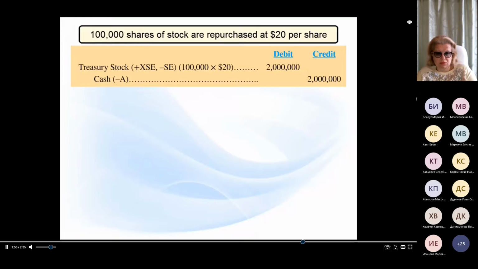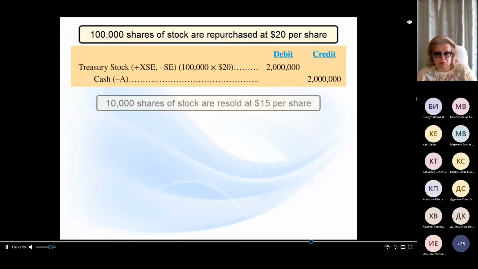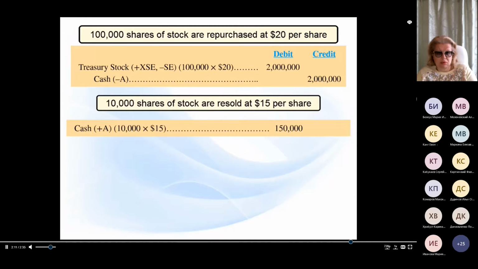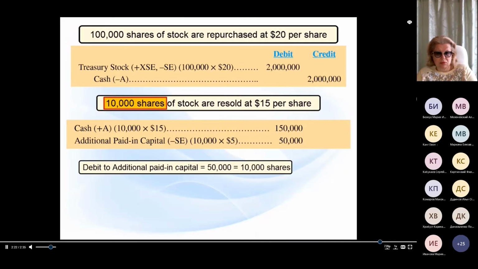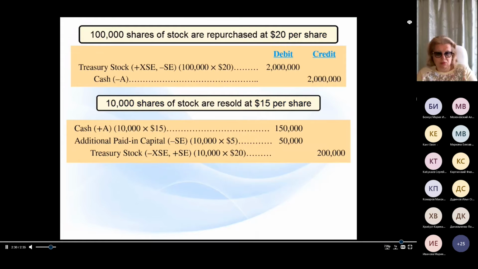What if the treasury stock had been resold at less than cost? Let's assume instead that Public Stores Incorporated resold the 10,000 shares of treasury stock for $15 per share. Again, recall that the stock was purchased for $20 per share. The journal entry to record the resale would include a debit to cash for $150,000, or 10,000 shares times $15 per share, a debit to additional paid-in capital for $50,000, or 10,000 shares times the difference between the resale price of $15 per share and the cost of $20 per share, and a credit to treasury stock for $200,000, or 10,000 shares times cost of $20 per share.